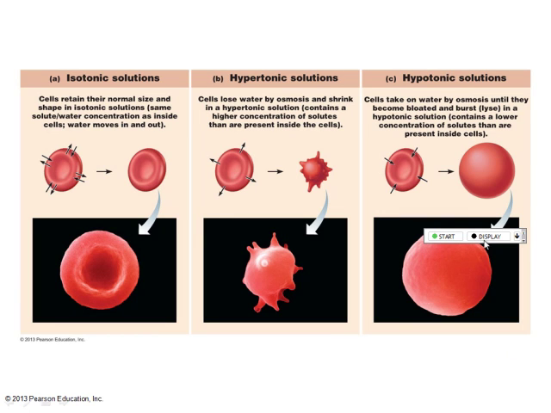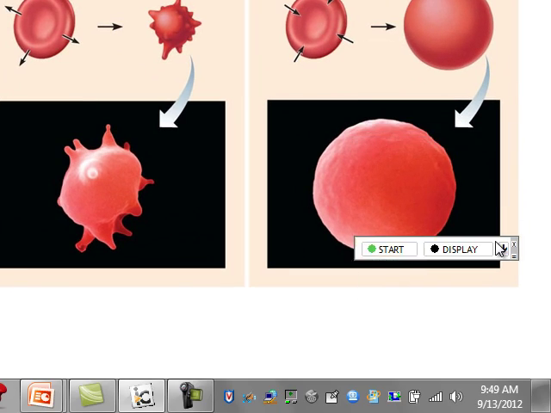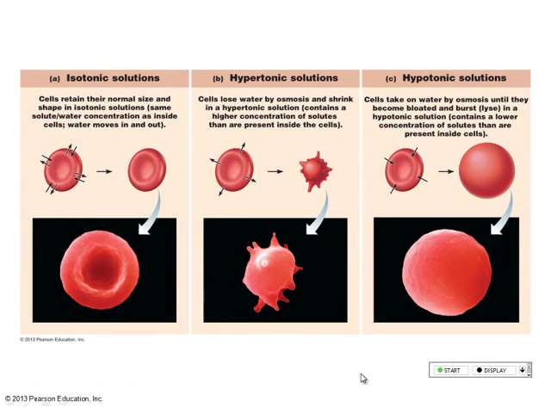So what kind of solution will your cells be happiest in? Isotonic. Why? The same concentration of dissolved substances in both solutions, inside and outside cells. Therefore, water, and water is going to play the big role in tonicity. Water is doing what? Coming and going at an equal rate.